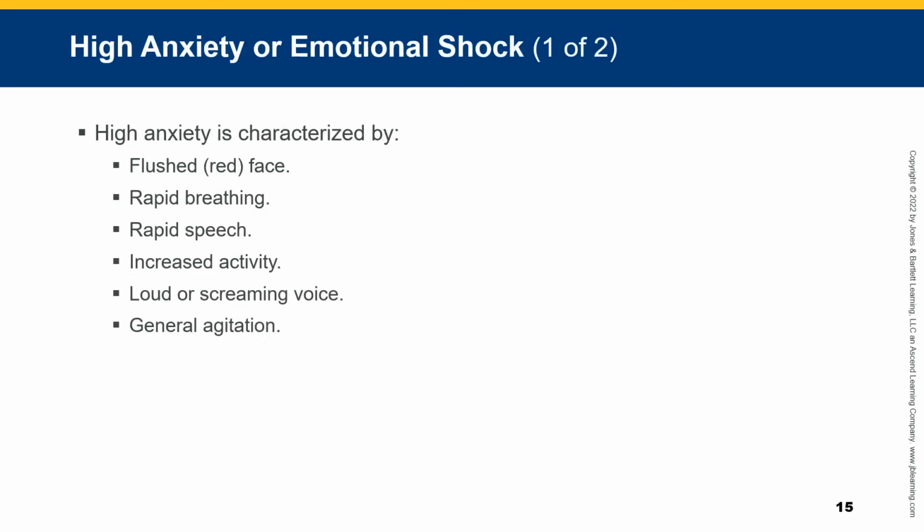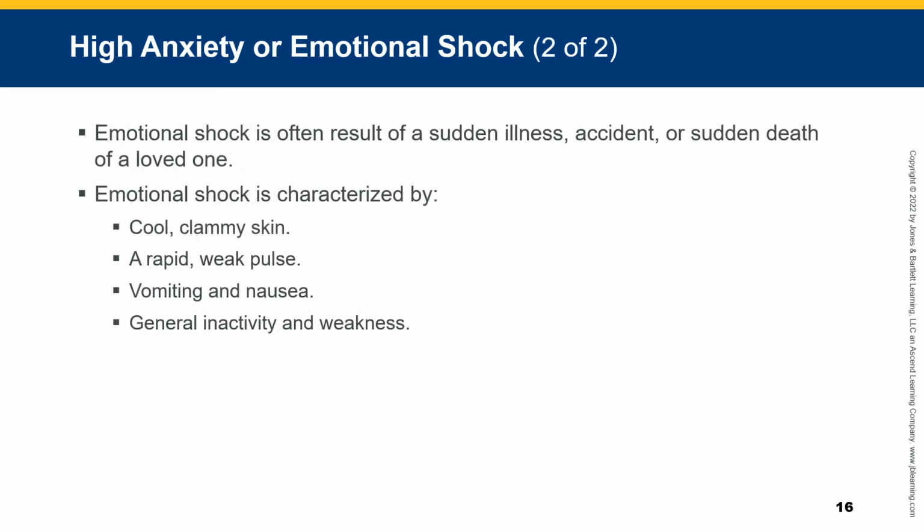High anxiety is characterized by obvious signs and symptoms. People have a very flushed or reddish face, rapid breathing, rapid speech, increased activity or hyperactivity, loud or screaming voice, and general agitation. Emotional shock is often the result of a sudden illness, accident, or sudden death of a loved one, and is characterized by cool, clammy skin, a rapid, weak pulse, vomiting and nausea, and general inactivity and weakness.